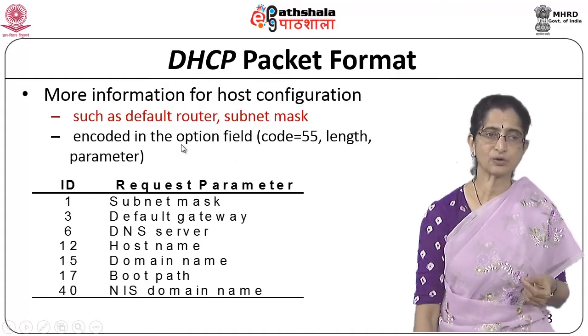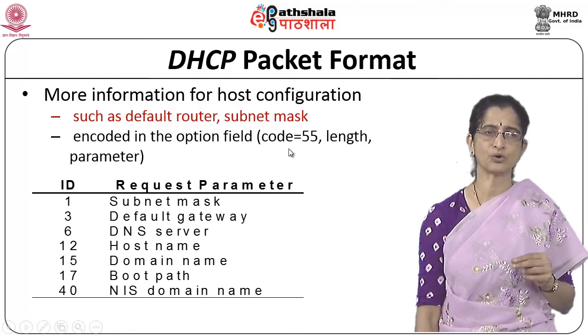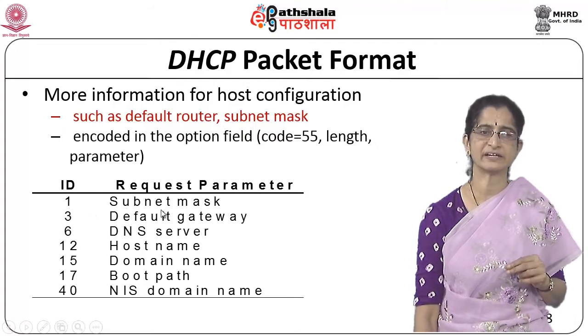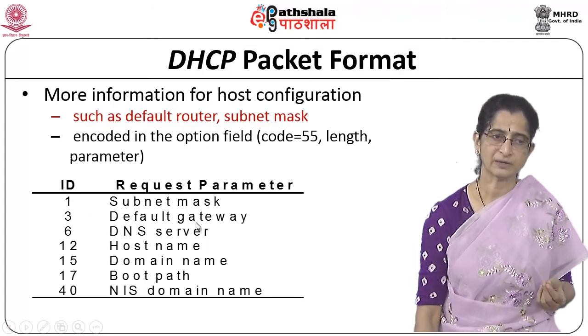This is encoded in the option field. You can specify a code and a length parameter, so you can specify those things. For instance, if the ID is 1, it indicates the requested parameter is a subnet mask. If it is 3, it's asking for the default gateway.